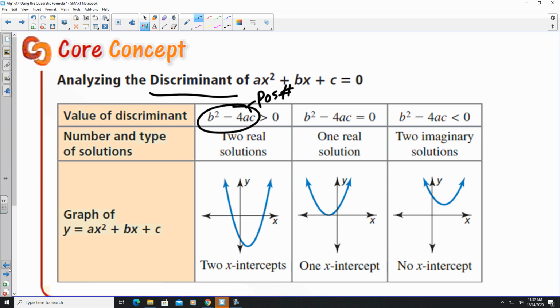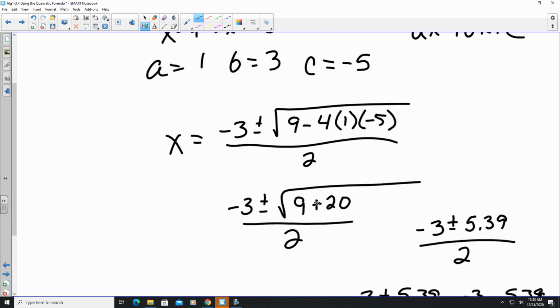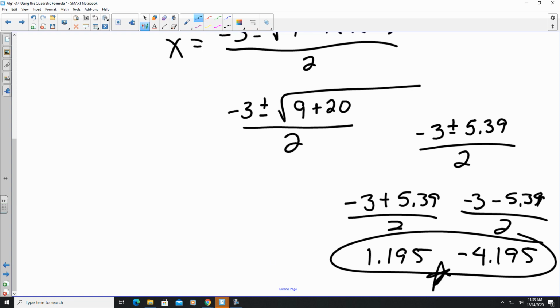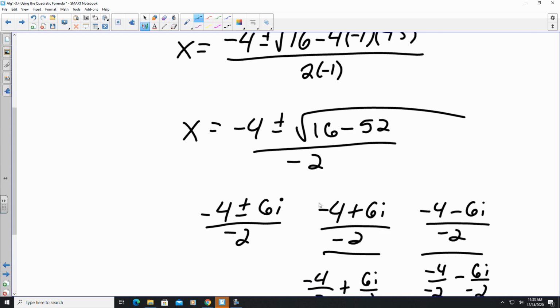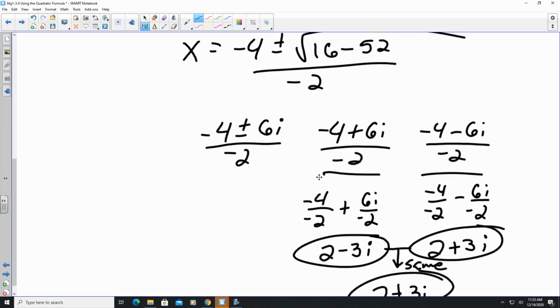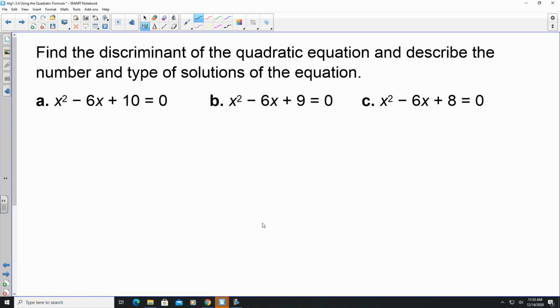So if you went back into these problems here, like this problem here, 29. 29 is a positive number. You knew we were having two solutions, and these were the two solutions that we had. Looking at this one here, our discriminant was 0. We only had one solution. It just happened to be 2/5. Looking at this one, we had a negative number. We had no real solutions, so we got imaginary numbers. That's why we had imaginary solutions here. So looking at these examples here, all they want you to do is determine what the discriminant is and how many solutions it has.